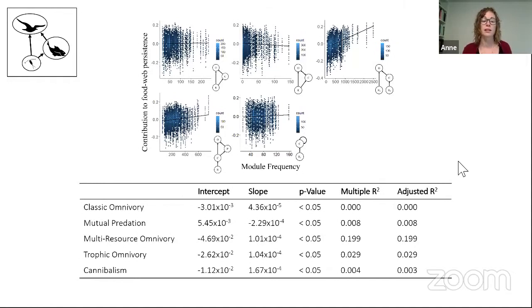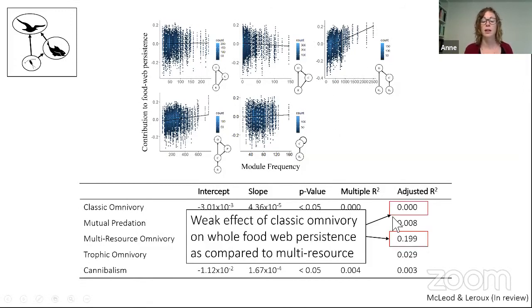Here, this is the contribution to food web persistence along the y-axis and the module frequency along the x-axis. We have classic omnivory, mutual predation, multi-resource, trophic omnivory, and then the special case of cannibalism. We actually see that multi-resource omnivory, perhaps unsurprising from the module level results, contributes the most to food web persistence. And there's a very weak effect of classic omnivory on whole food web persistence.